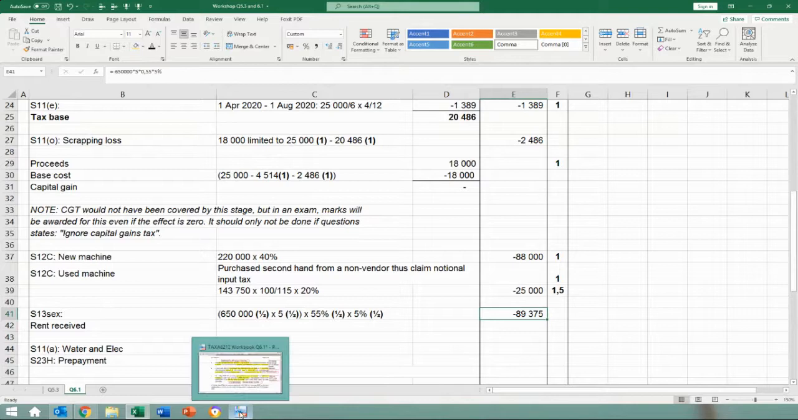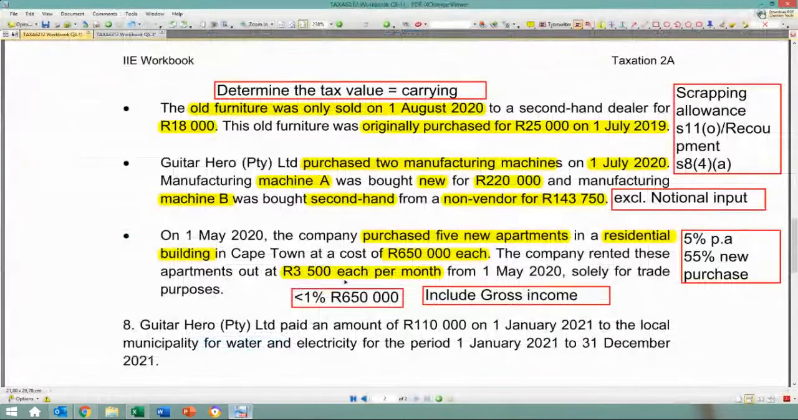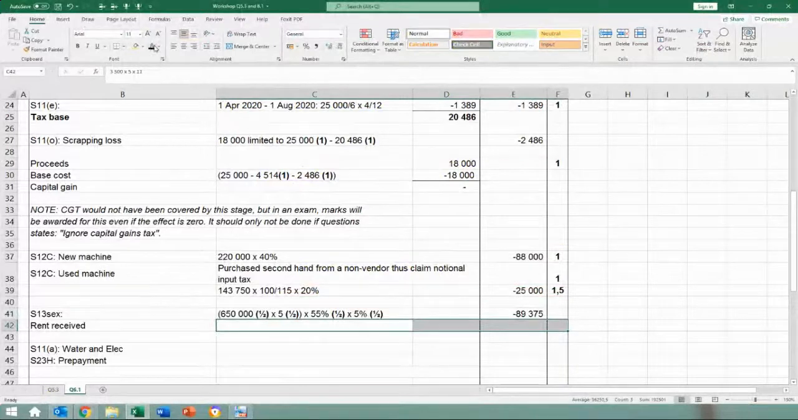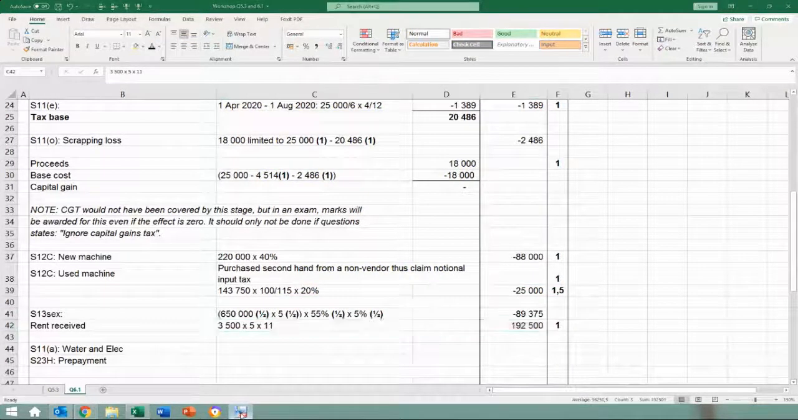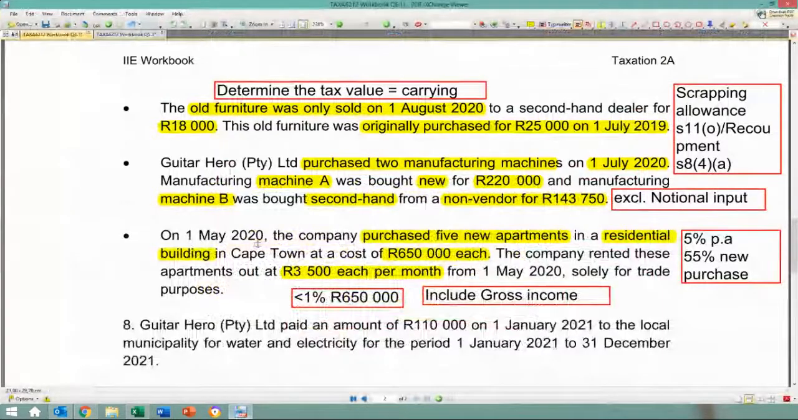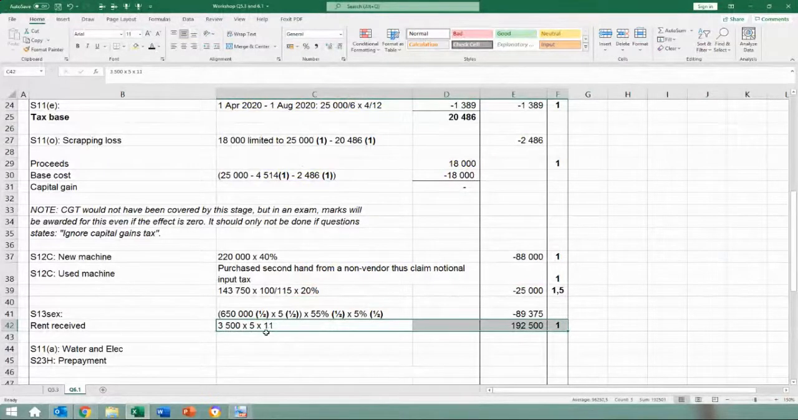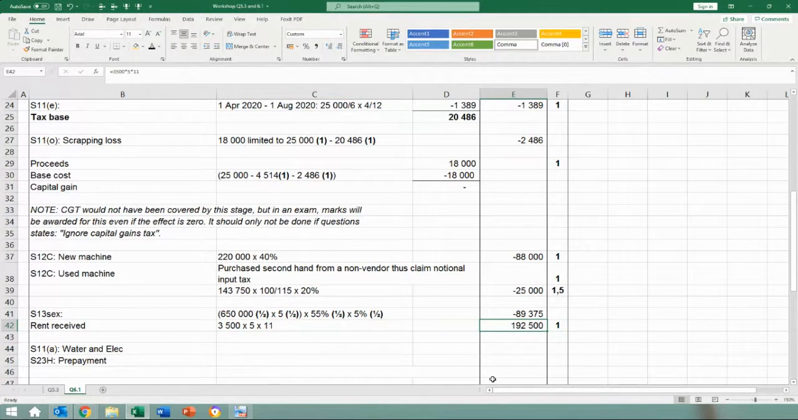But now in the question also, they told us we received rent of 3,500, so you include that as well for the number of months. Now, because we purchased it on the 1st of May, it is only for 11 months. So you would multiply the 3,500 for 5 units for 11 months to give us additional income of 192,500.